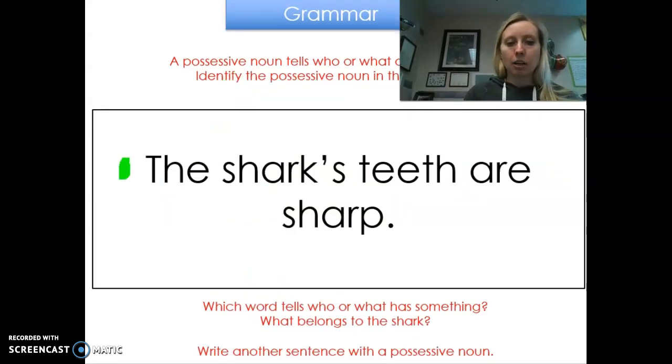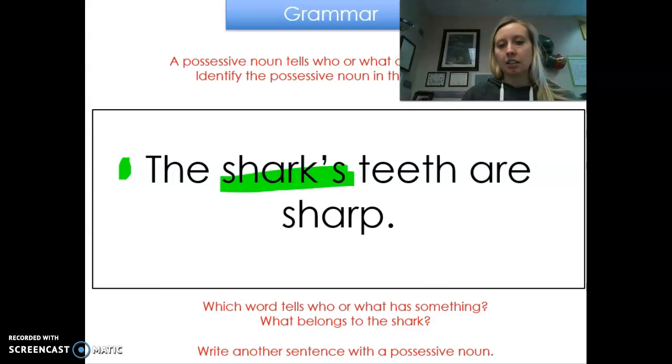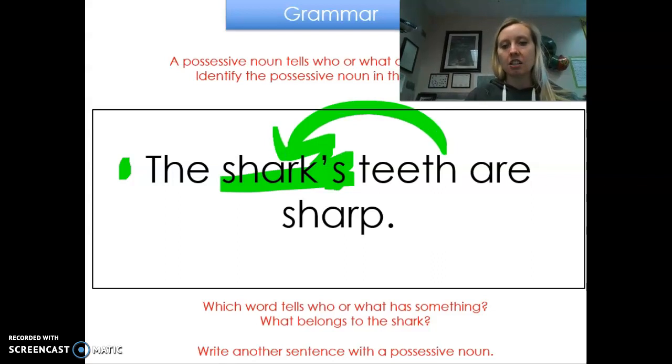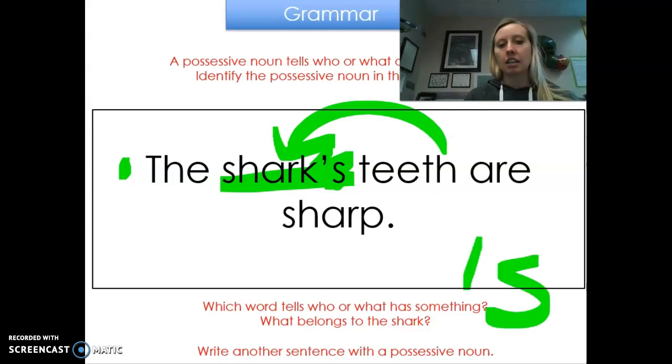Okay, let's look at one more. The shark's teeth are sharp. The shark's teeth are sharp. So which word tells us who or what? Shark, right? And what is his? The teeth. The teeth are his. Apostrophe S tells us that it's the shark's. And what is his?